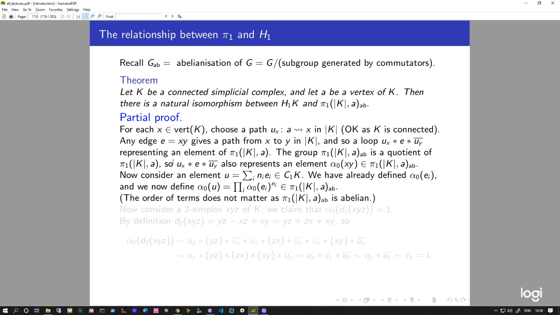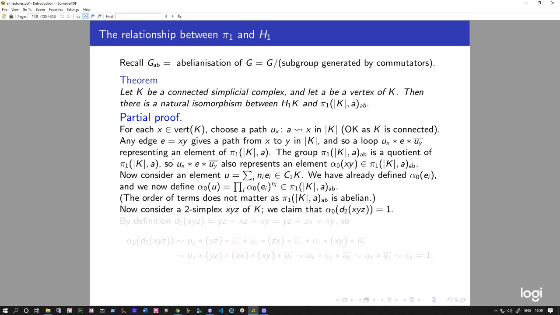But we've made an abelian group here. We've taken this quotient by multi-commutators to force pi1k to be abelian, and so in this abelianization, it doesn't matter which order we take the factors in. So this alpha 0 behaves in a straightforward way.